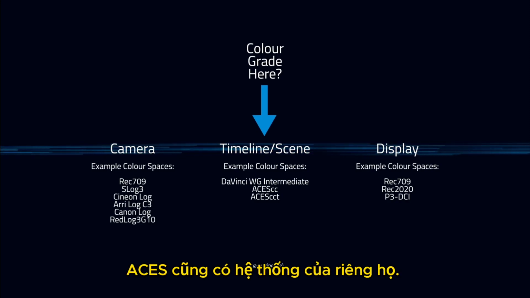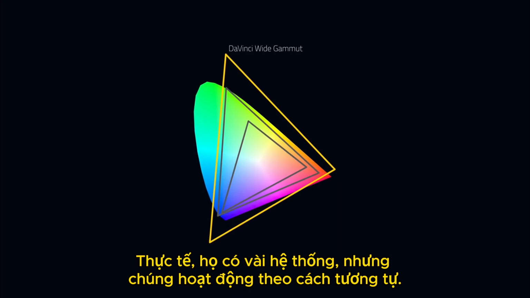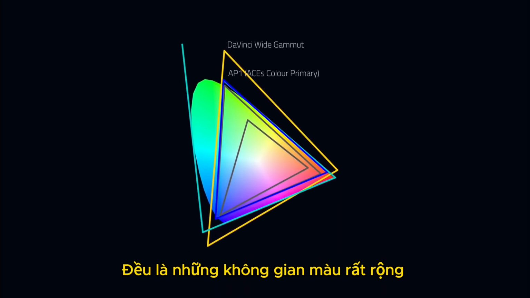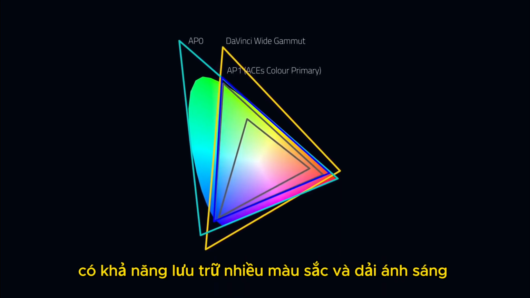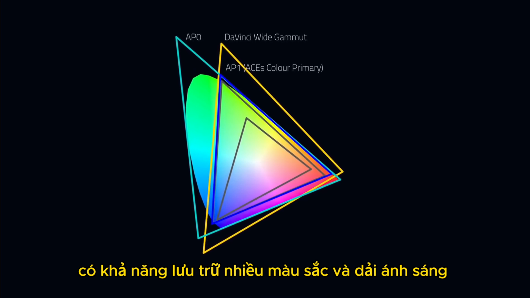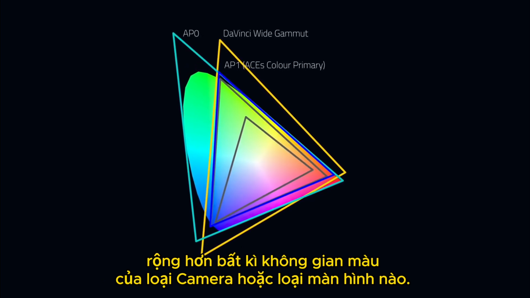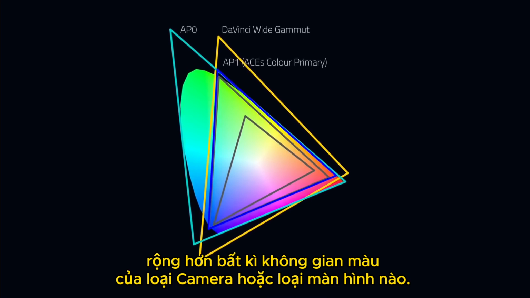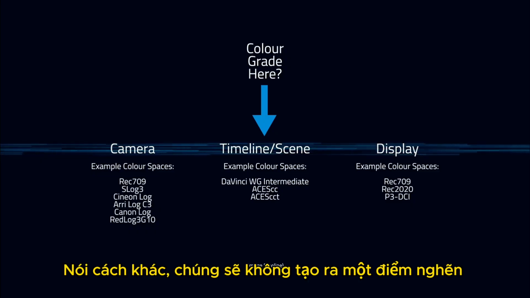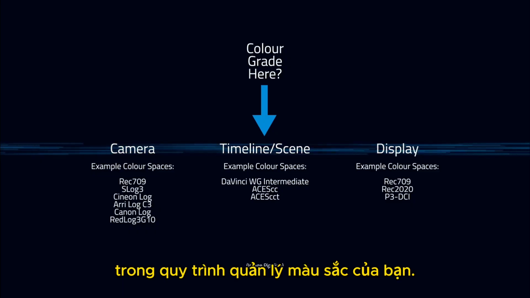ACES has their own too. In fact, they have several, but they both work in a similar way. They are super wide gamut and super high dynamic range color spaces that are capable of storing more colors and more luminance than any typical camera color space or display color space. In other words, they won't create a bottleneck in your color management pipeline.